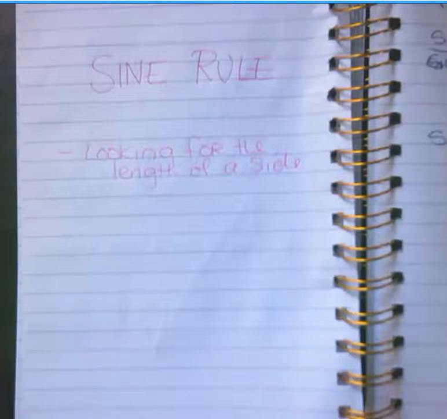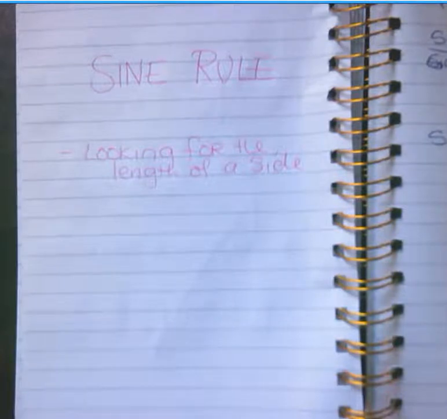Continuing with the sine rule, it can also be used to work out the length of a side of a triangle. So again, in terms of what you're doing, you've been given a triangle. You look at your triangle and you go, is it a right angle triangle? If so, can I work out the angles? Can I use my sine, cos and tan ratios?